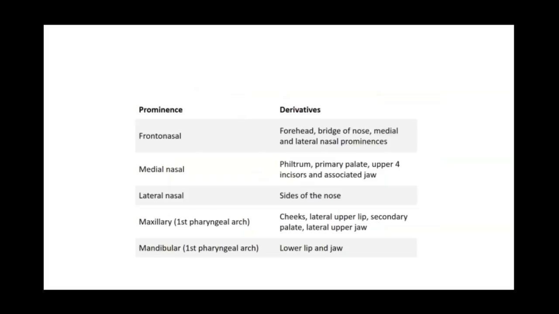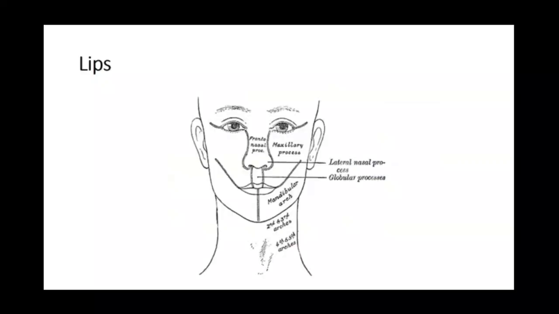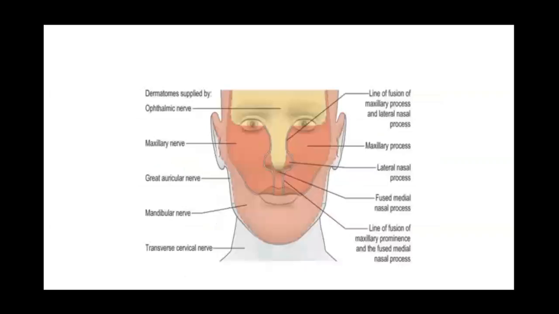So this is the list of the derivatives that you get from the different prominences of the face. The lateral nasal prominence is shown again, with the fusion and the sites where different areas are contributing. This helps you to see the nerve supply and the areas of origin.